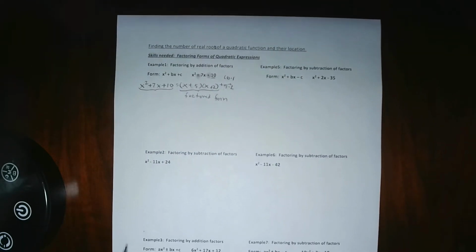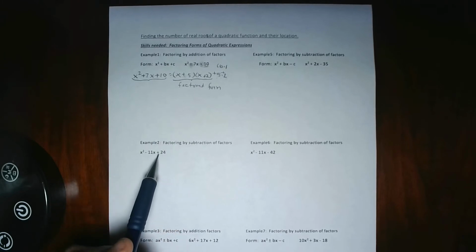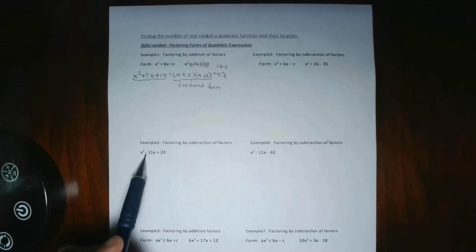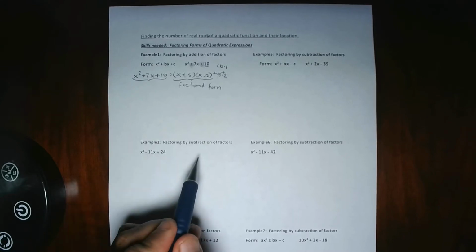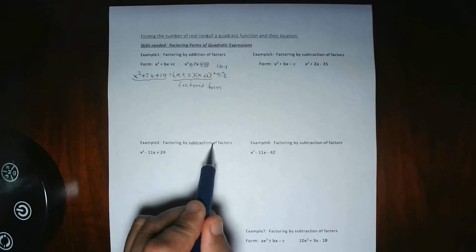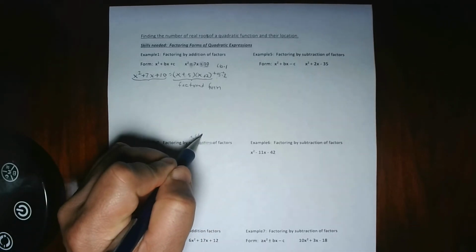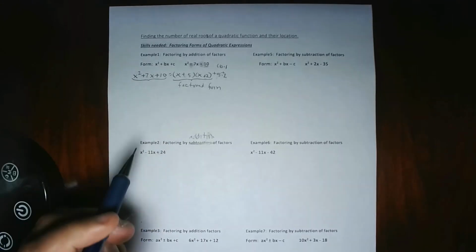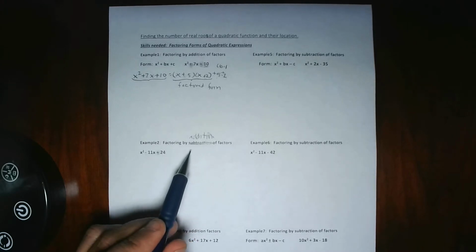Let's look at another example where you still have a plus sign here, but now you have a negative here. So this is still done by addition. I said here by subtraction of factors, but in fact it's not subtraction of factors, it's addition. And how do we know that it's by addition of factors? Because this is a plus sign. This sign tells you the operation, so it's going to be done by addition.